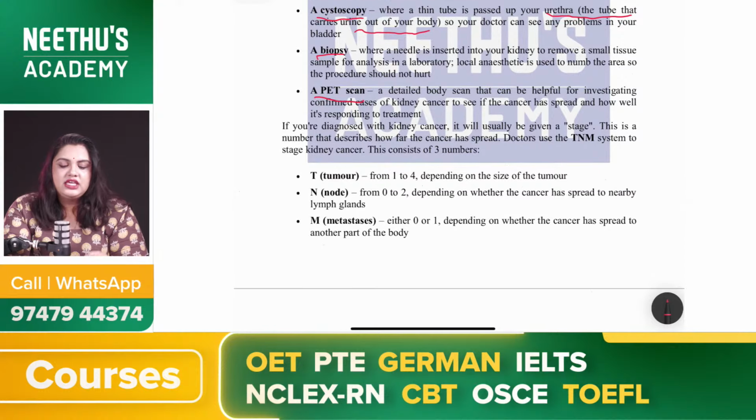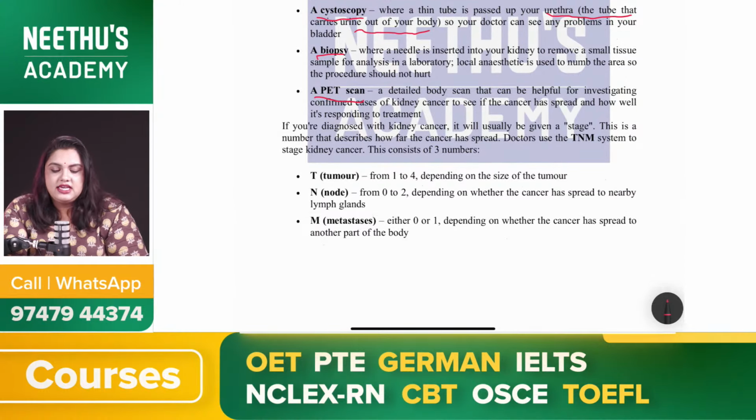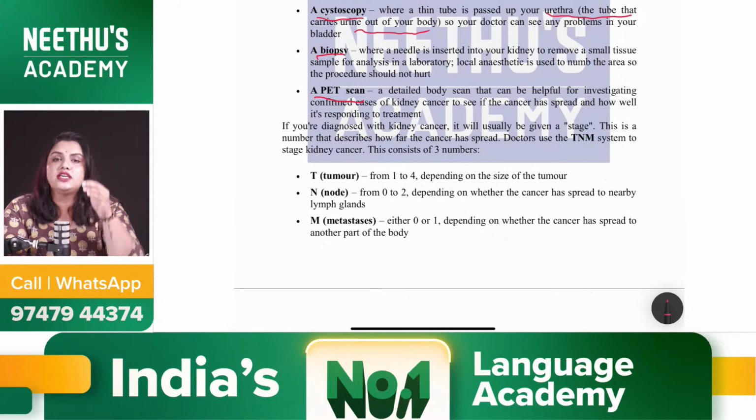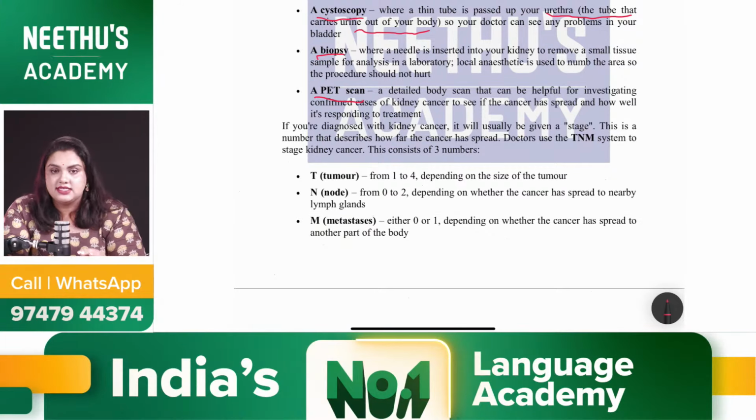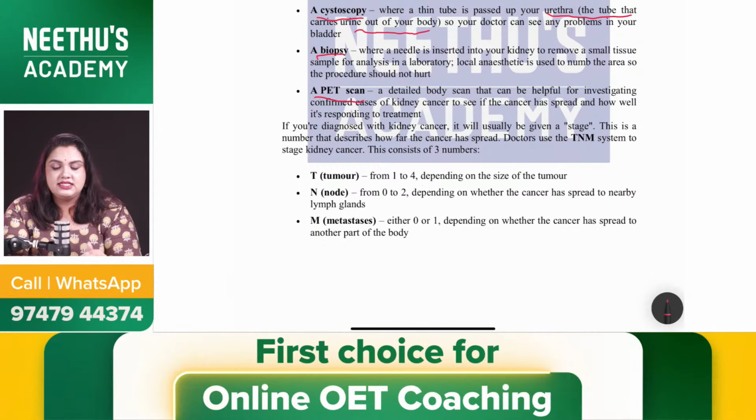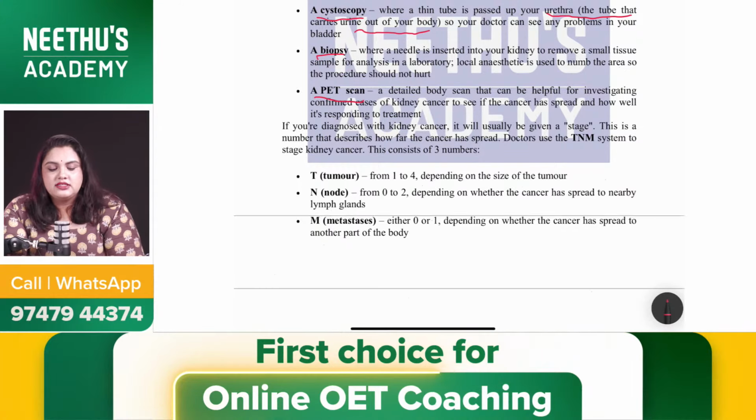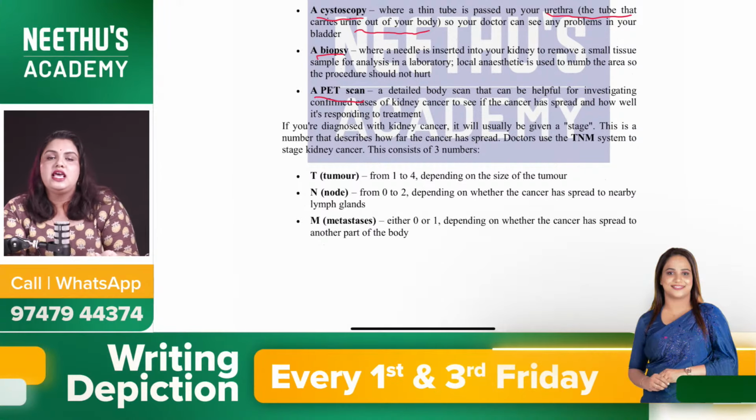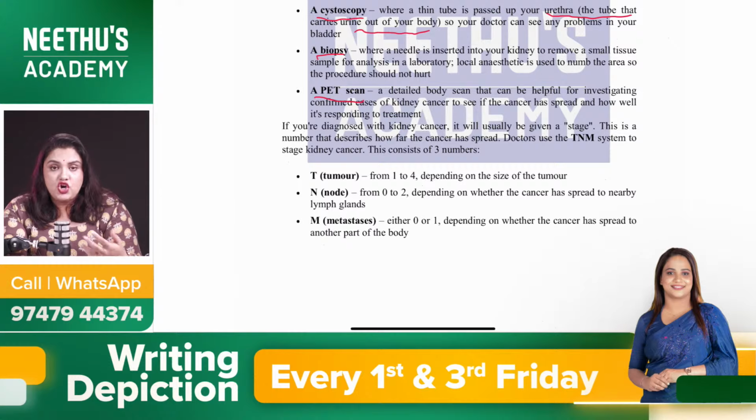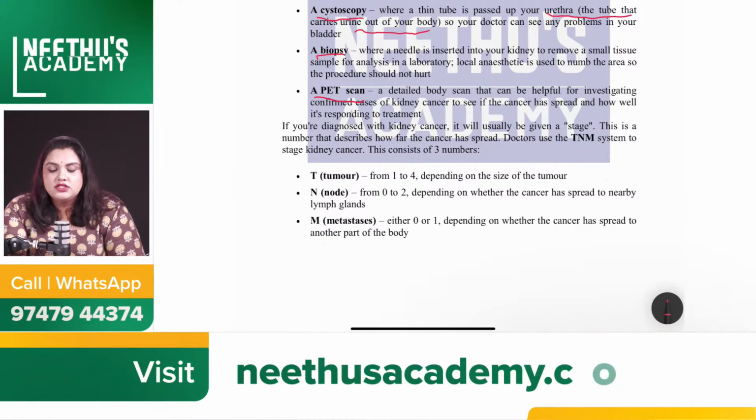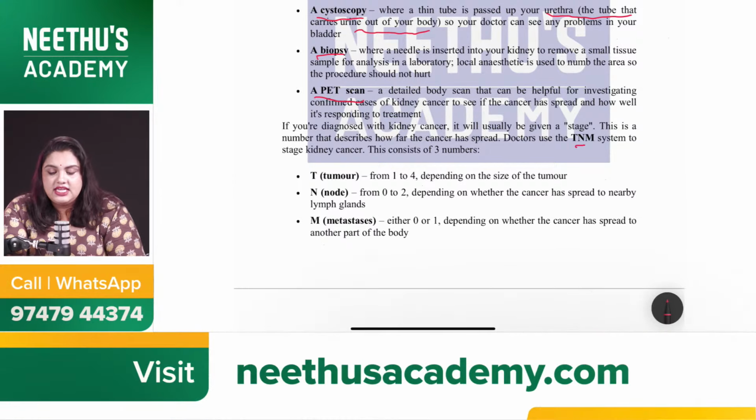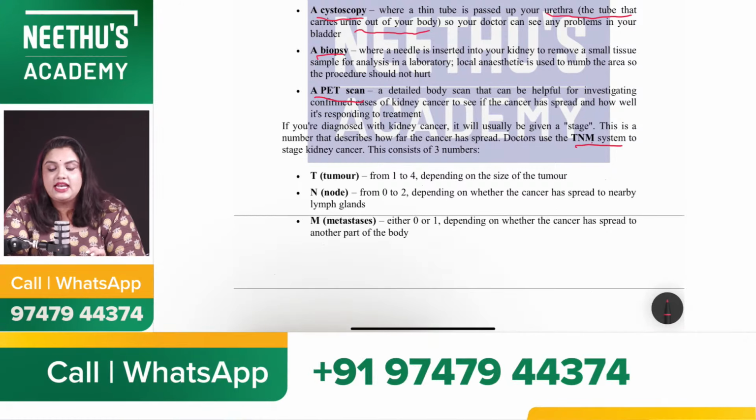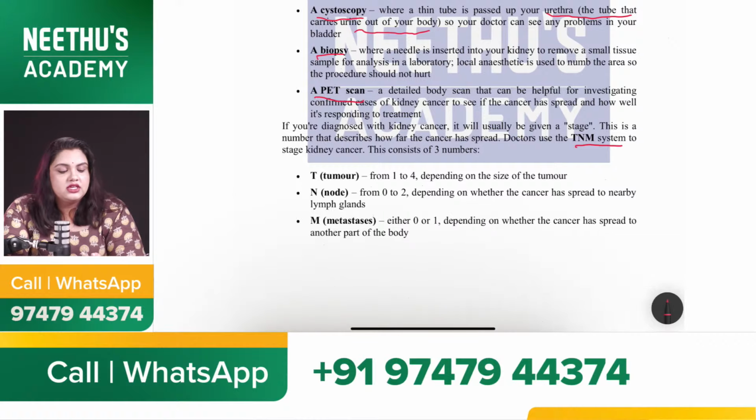Alright, so if you are diagnosed with kidney cancer, it will usually be given a stage. That is how advanced your kidney cancer is. This is a number that describes how far the cancer has spread. How advanced is the cancer, has it gone beyond your kidney? Doctors use the TNM system to stage kidney cancer.